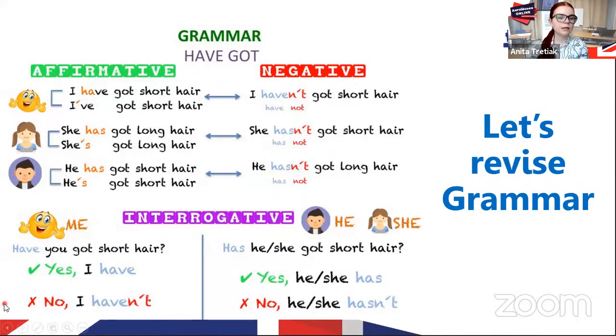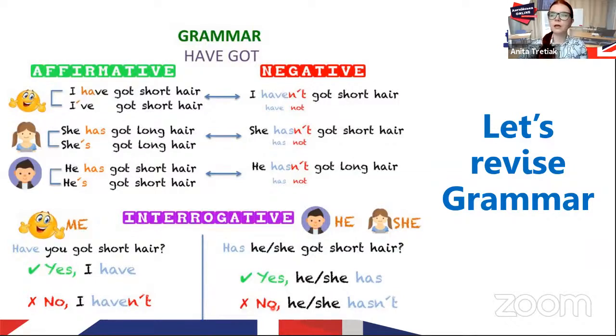And then the negative answer, no. You have the same thing here, but one more thing, you simply add not. No, I haven't. No, he or she hasn't. That's how you change it. Simply add not here.